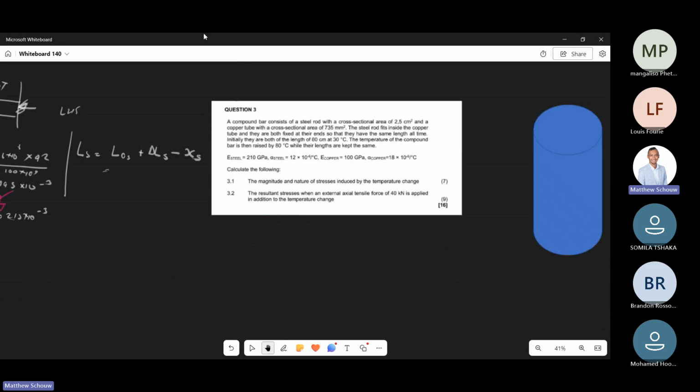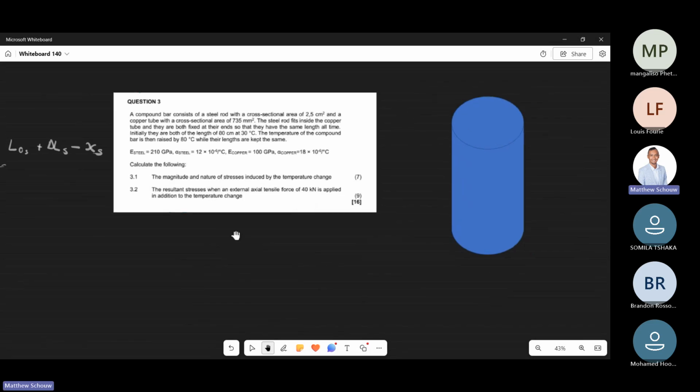Okay, so what we have here, and again for this question, right? We're going to do the temperature part first, then we're going to do the mechanical part from module 2, and then we're going to add the two stresses. So I hope you're following the trend. Here we have a compound bar, a steel rod and a copper tube. On the outside we have a copper tube, and on the inside we have a steel rod going inside here. That's steel, and that's copper. Okay, so let's begin. They have the same length.